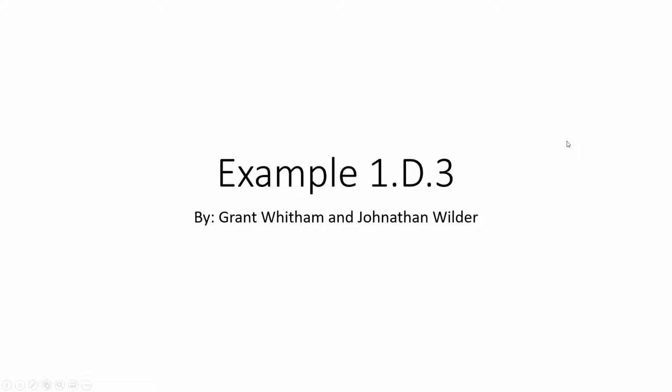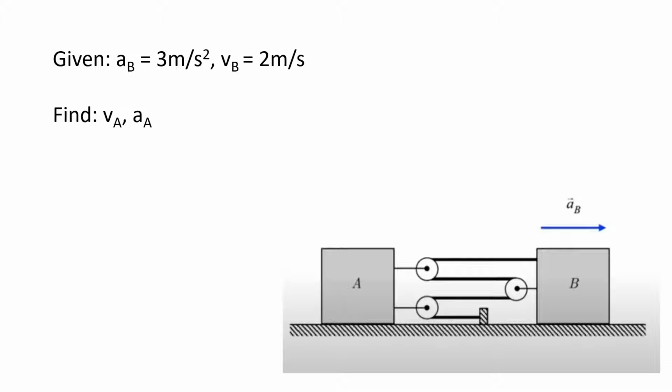Alright, this is example 1D3 from the book. So first, let's start off by reading what's given. Block B has a constant acceleration of a_B equals 3 meters per second squared to the right at the instant shown. B has a velocity of 2 meters per second to the right. And we have to determine the velocity of block A and the acceleration of block A.